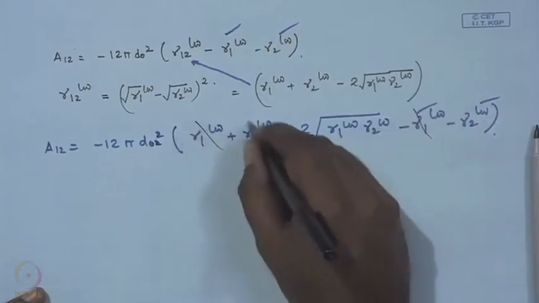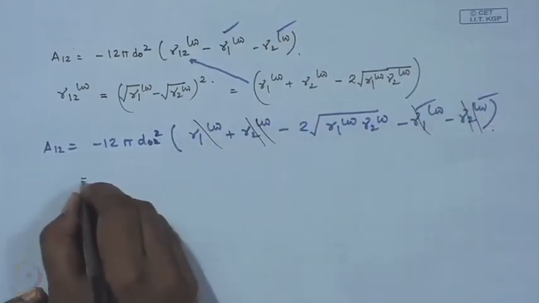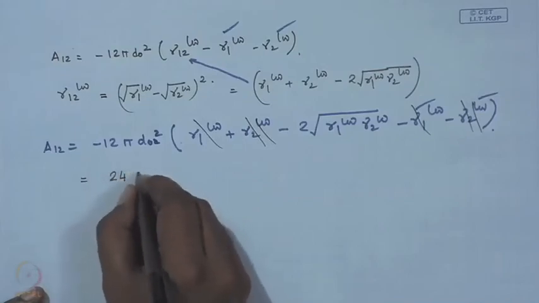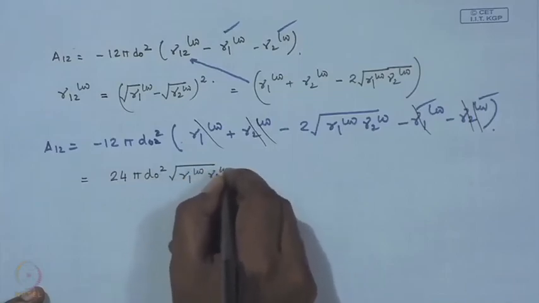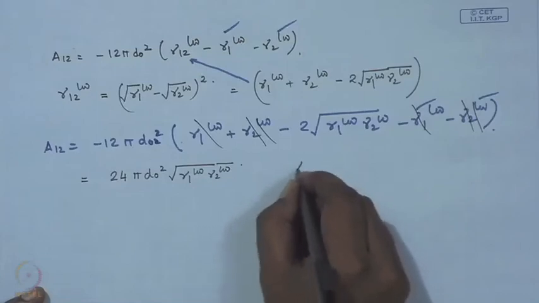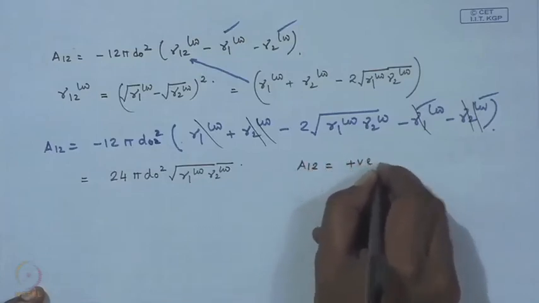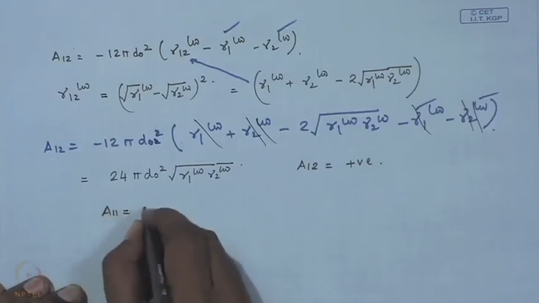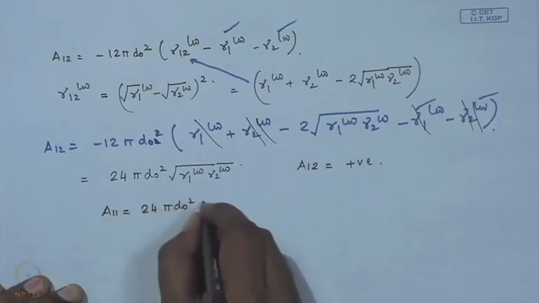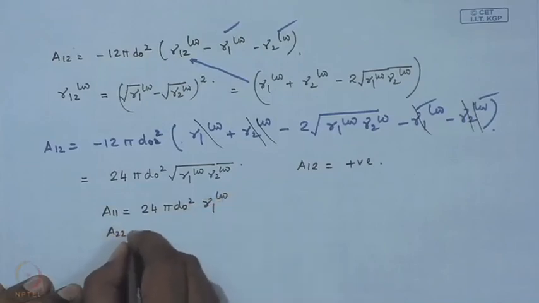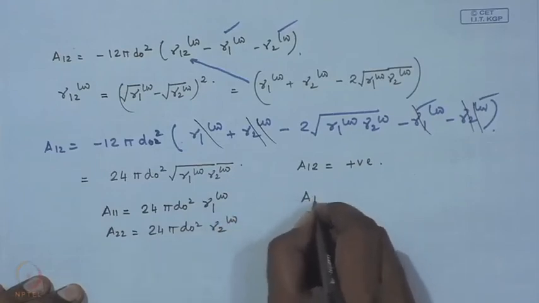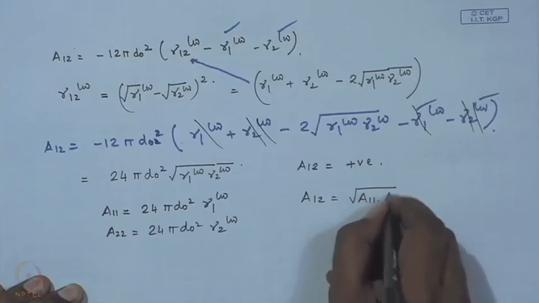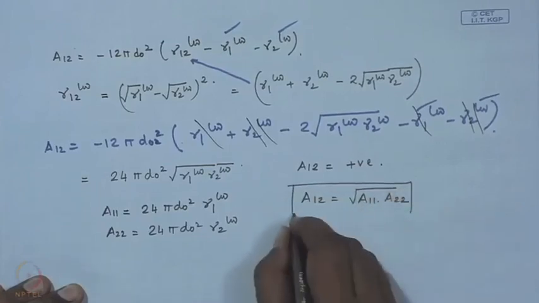So, these terms cancel out and you are left with 24 pi d0 square into under root of gamma 1 LW into gamma 2 LW, which gives that A12 is always positive. Also, considering that the expression of A11 is 24 pi d0 square gamma 1 LW, and similarly the expression of A22 will be 24 pi d0 square gamma 2 LW, one can get A12 equal to under root of A11 into A22. We will start our subsequent discussion from this point. Thank you.